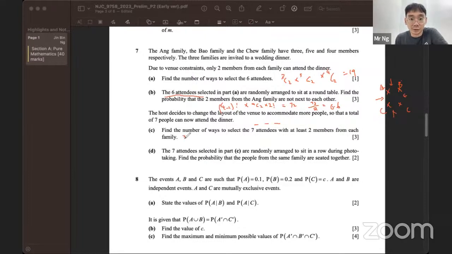So 3 from Ang, so 3 choose 3 times 5 choose 2, and then after that times 4 choose 2. Then plus, it's just choose 2, choose 3, choose 2. Choose 2, choose 2, choose 3.